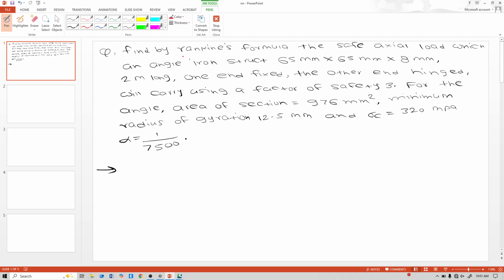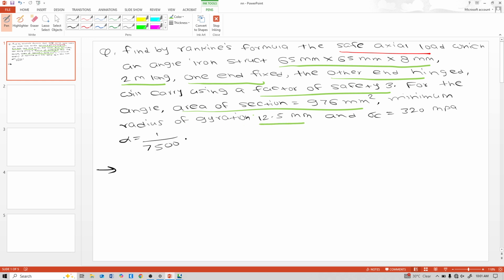So the problem statement is this. We have to find the safe axial load which an angle strut of 65 mm by 65 mm by 8 mm, that means an equal angle strut, can carry. The length of the strut is 2 meter, and the boundary conditions are one end fixed and the other end hinged, and the factor of safety given is 3. For that same equal angle section, area is 976 mm square and minimum radius of gyration is 12.5 mm, and the crushing stress and this Rankine alpha constant are also given.